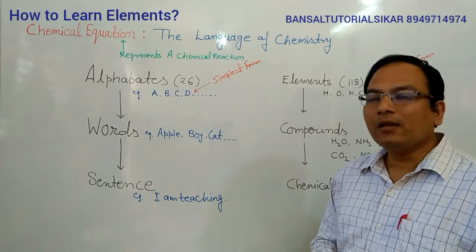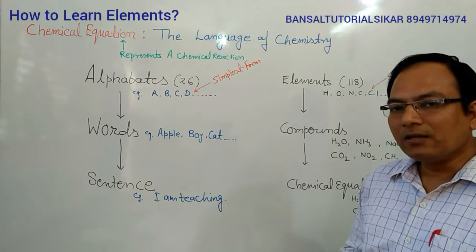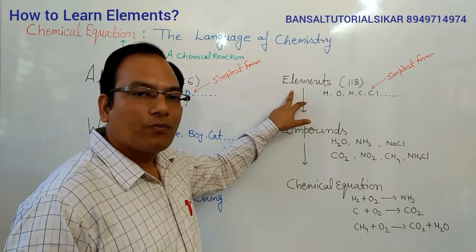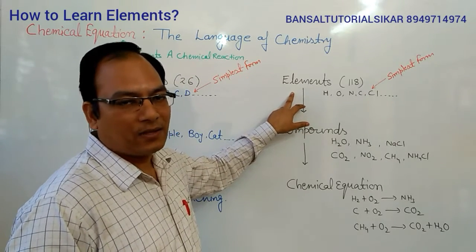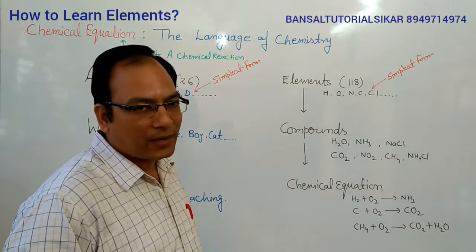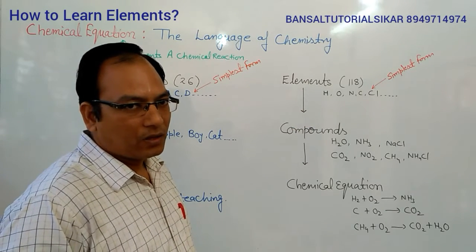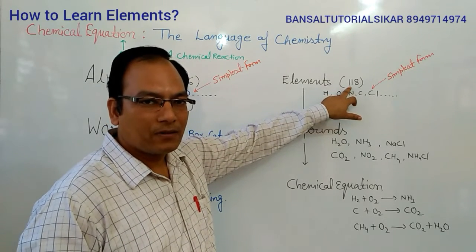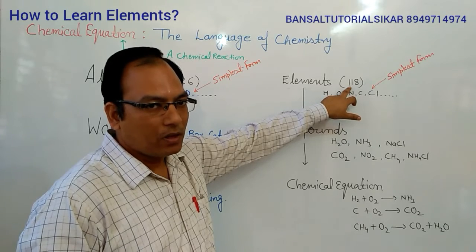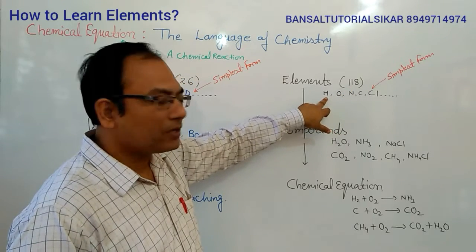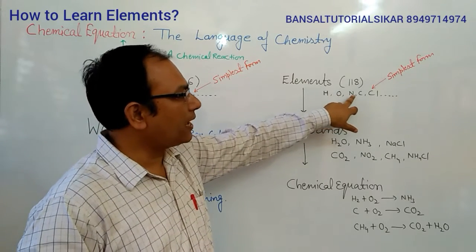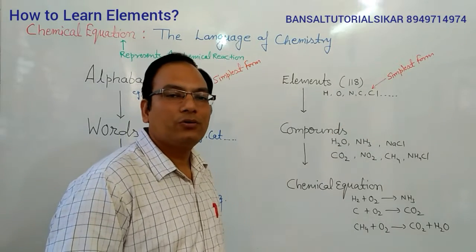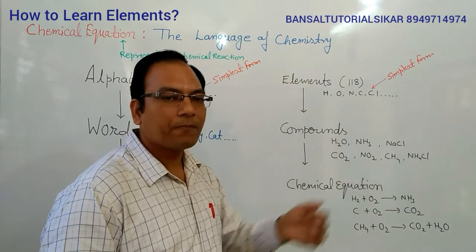In the same way, in the language of chemistry, we first understand what are elements, what are the different elements. Elements are the alphabets of the language of chemistry. And there are 118 elements discovered till date. And they are symbolized, just like H represents hydrogen, O represents oxygen, N represents nitrogen, C represents carbon, Cl represents chlorine, and so on.